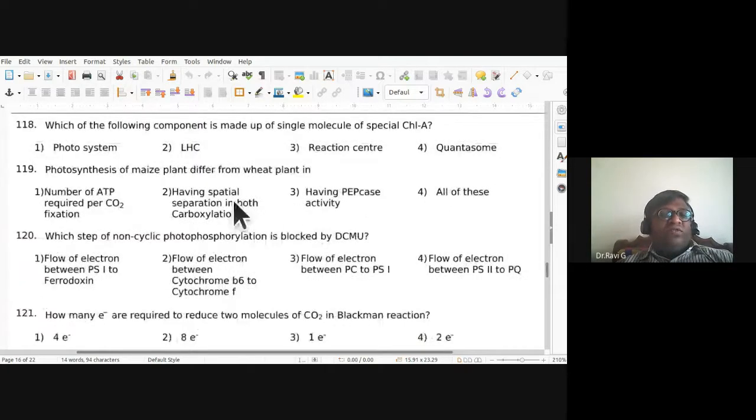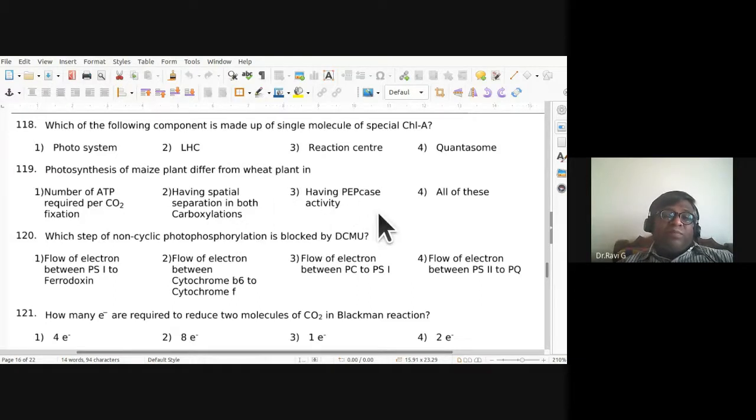The photosynthesis of maize plants differs from wheat plants in number of ATP required per carbon dioxide fixation, or is it having spatial separation in both carboxylation, having pepcase activity, all of this. Maize plant is C4 pathway, wheat plant is C3 pathway. So how does it differ? Is it the number of ATP required per carbon dioxide fixation, or is it having spatial separation in both carboxylation? That is also correct.